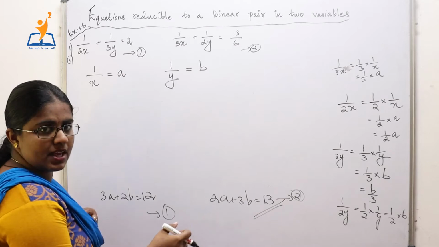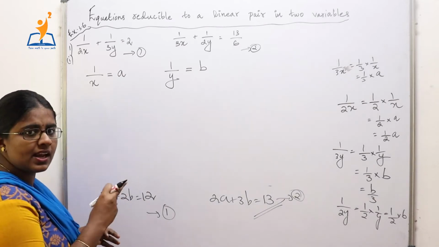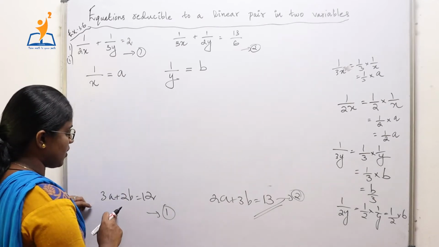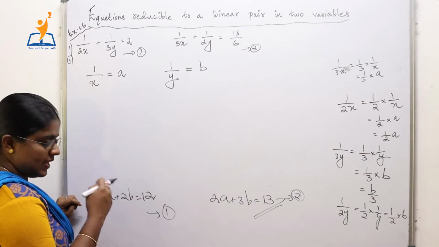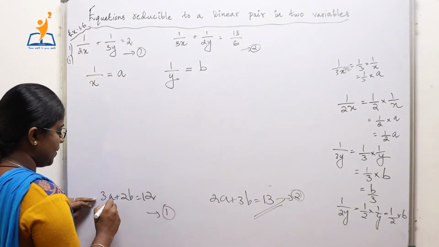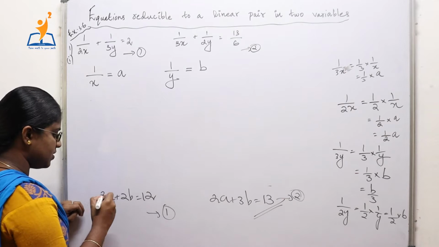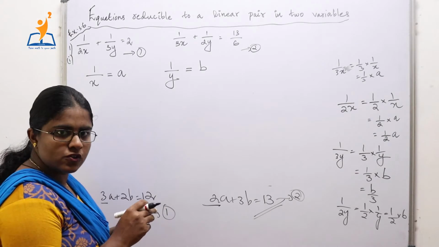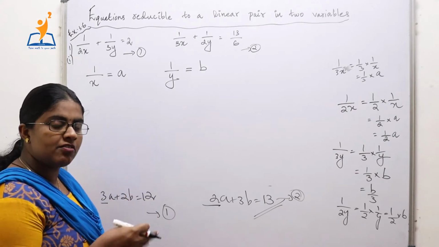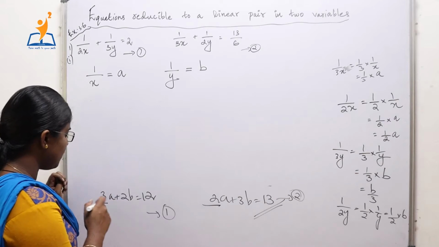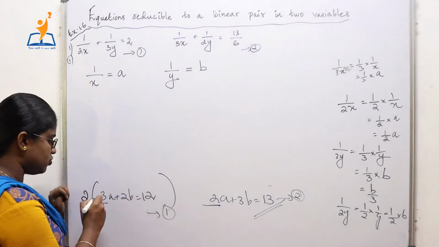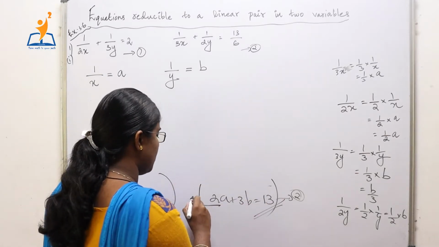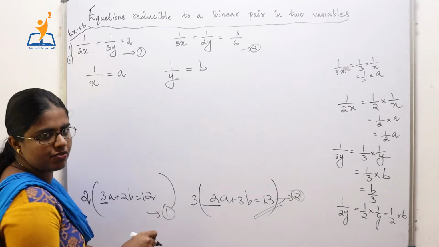In order to use the elimination method, we want to make either a's coefficients or b's coefficients the same. Now we are going to make the coefficient of a the same in this case. Here the coefficient of a is 3 and here the coefficient of a is 2. So both of them can be converted into 6. Here we want to multiply this equation by 2 to make this one 6, and here we want to multiply this equation throughout by 3 to make the coefficient of a 6.